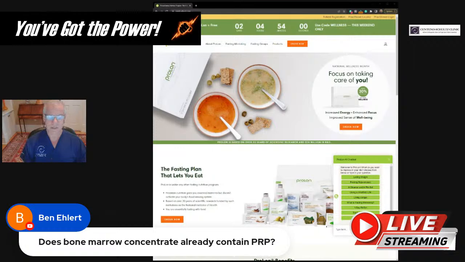So the answer is bone marrow concentrate will contain a weak type of PRP because you're concentrating some of those platelets as you're concentrating the nucleated cells. That also will depend on how you make it as to how concentrated that'll be. Or you can do what we do, which is to separate all the platelets, concentrate those, and add that back to the bone marrow concentrate.